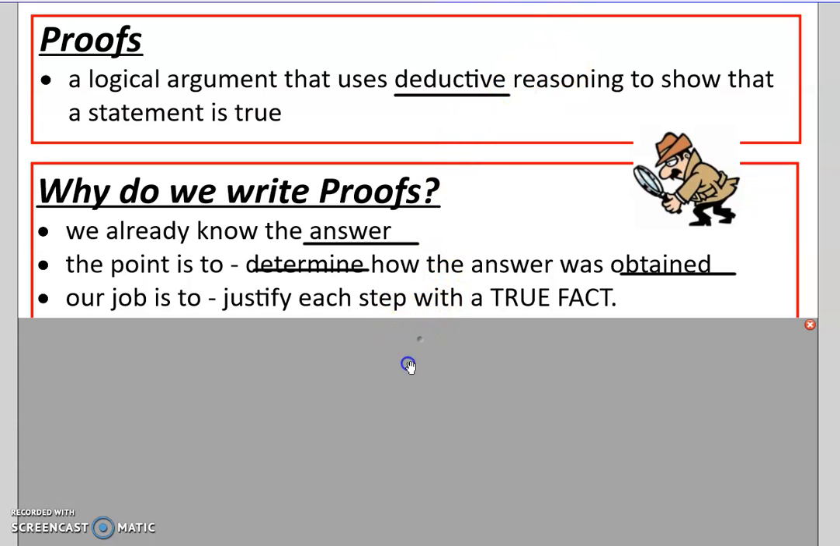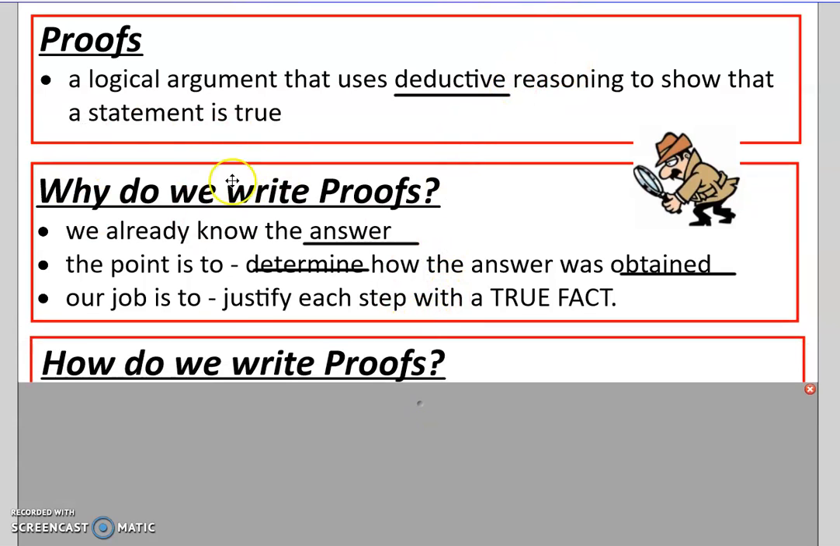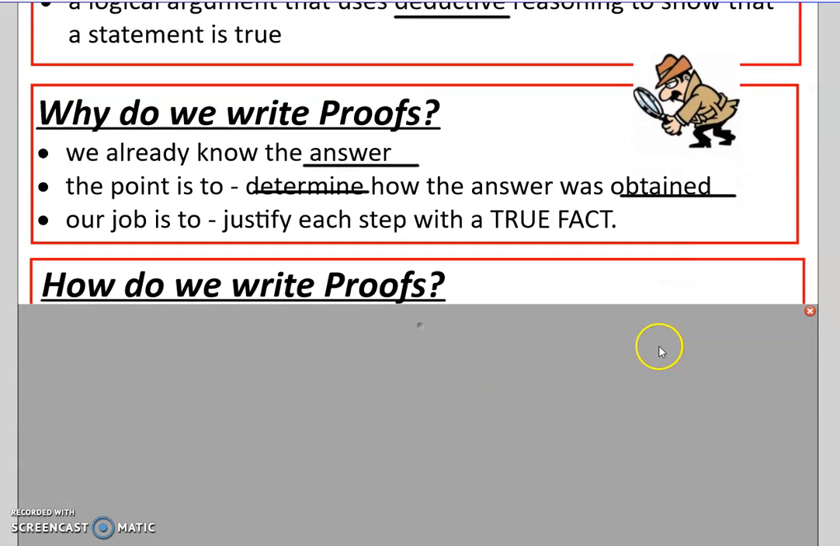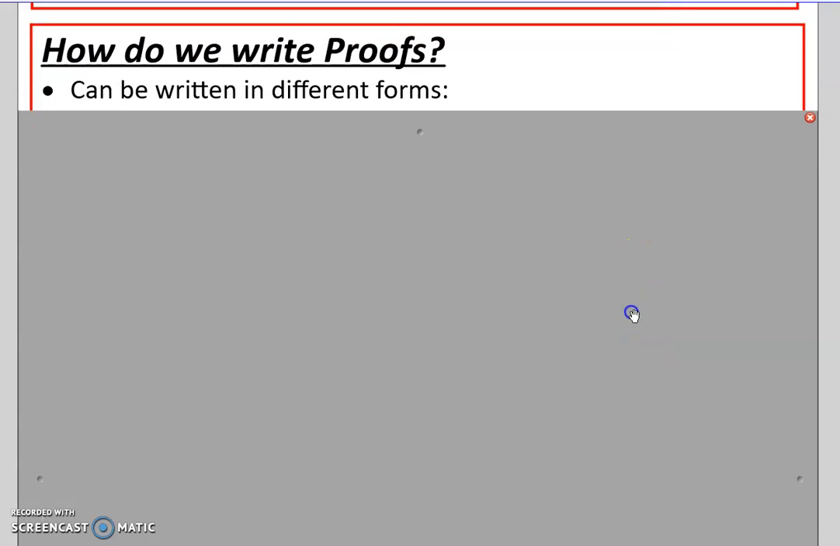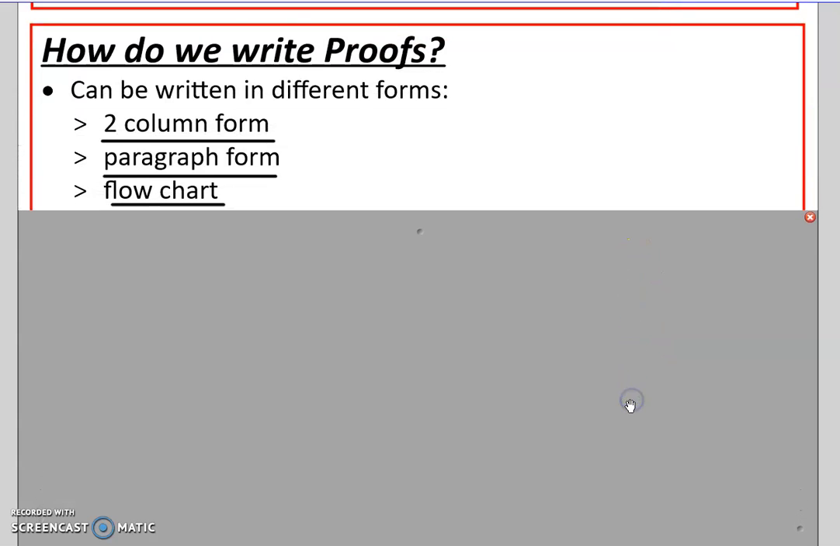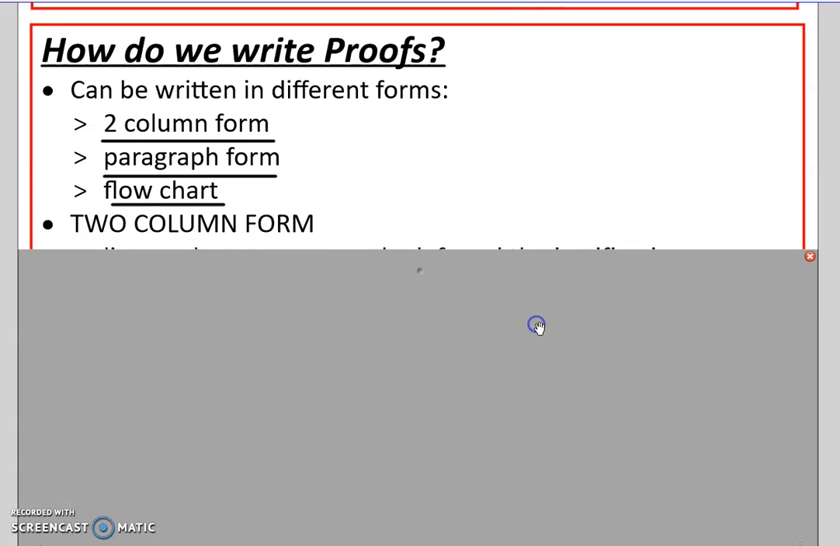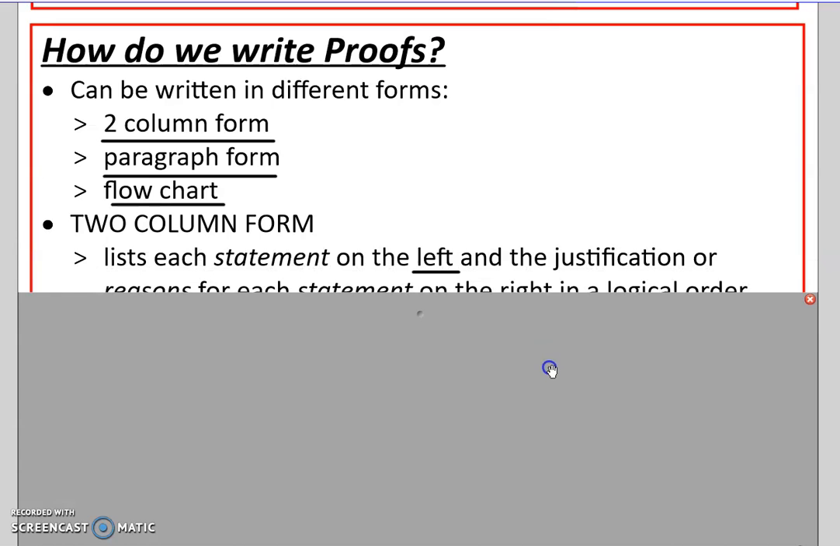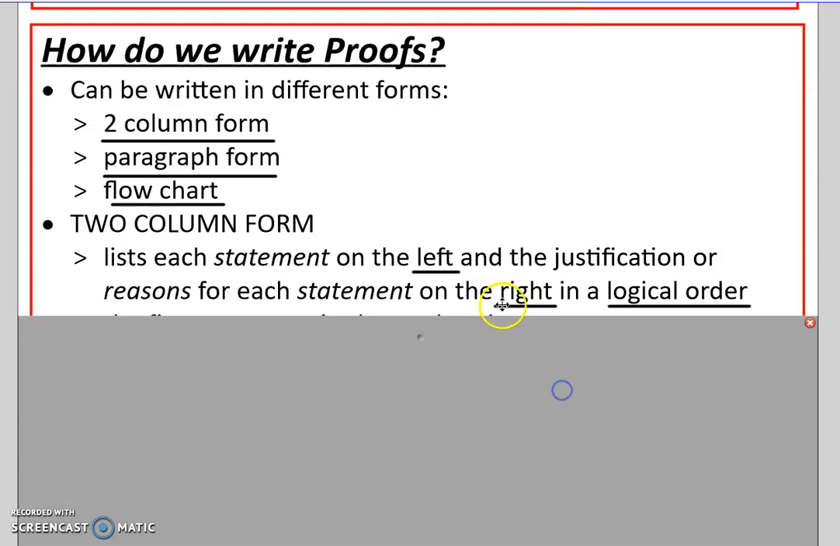Okay, how do we write proofs? Now that we figure out why we do it, how do we write proofs? So there's 3 different ways actually that you can write proofs. We can write them in two-column form, in paragraph form, and in a flowchart. Here, guys, in this geometry class, we are going to focus on two-column form, okay? What are those 2 columns? Okay, the left column is the statement, and the right column is the reason.